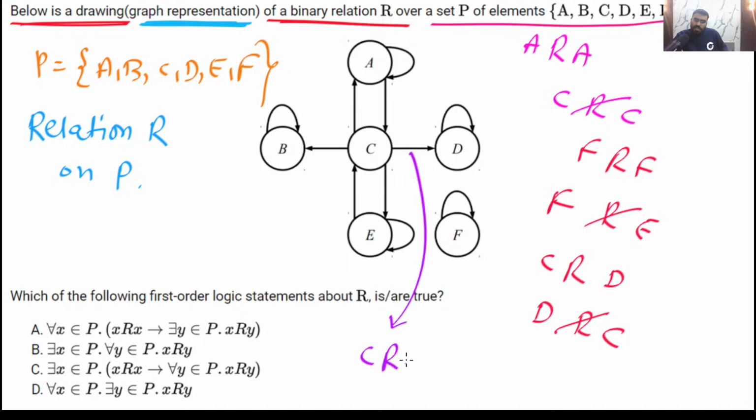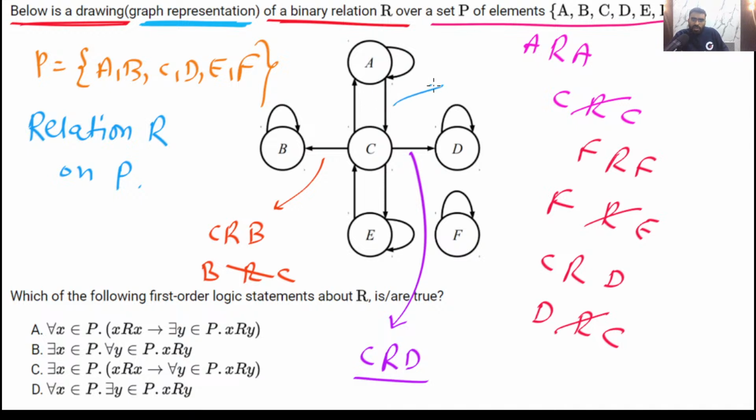This arrow means C is related to D, but D is not related to C. You can see here C is related to B, but B is not related to C. You can notice A is related to B, and B is related to A. Sorry, A is related to C, and C is related to A.